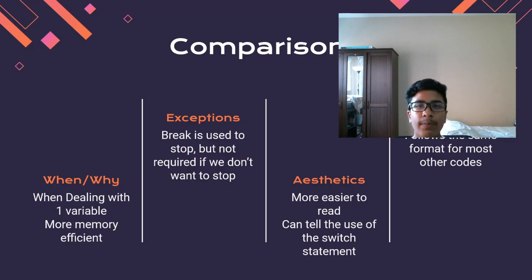Aesthetics. One important part of coding is to make our code easily readable. So if we have a switch statement, we can easily tell which variable we want to switch with. Other code. The one cool thing about switch statements is that they follow the same format as most other code, such as C, C++, and JavaScript. This is because in other code there's also a switch, case, and default. The only thing that changes is the actual variable itself.